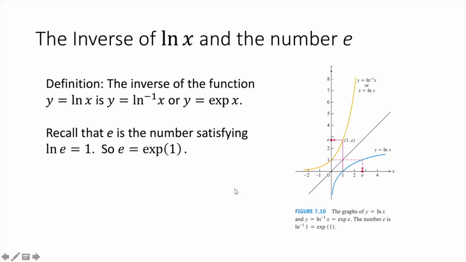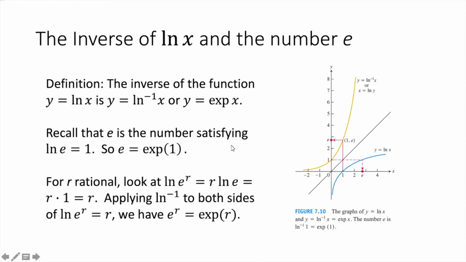Then recall from the last section that e is the number satisfying natural log of e equals 1. So because exp of x is the inverse function of natural log x, that means that e is equal to exp of 1. All right, so now we're going to get our big surprise ending here.